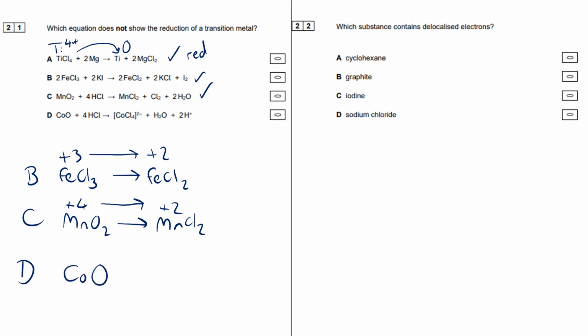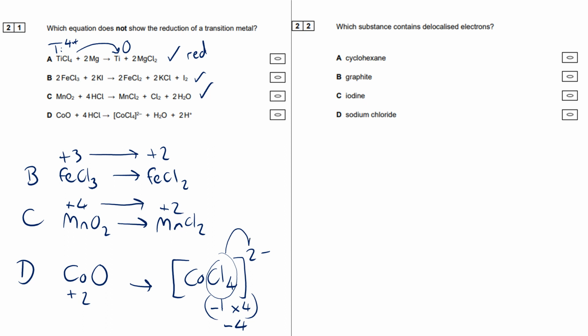So in cobalt oxide, our cobalt has a +2 oxidation state. In this complex, cobalt chloride or tetrachlorocobalt, what's the oxidation state of the cobalt? Well, if each chloride is -1, we've got 4 chlorides. So how do you go from -4, which is the charge on the ligands, to -2? That will tell us the oxidation state of cobalt. -4 to -2, you're going to add 2. So cobalt stays as +2 oxidation state in equation D.